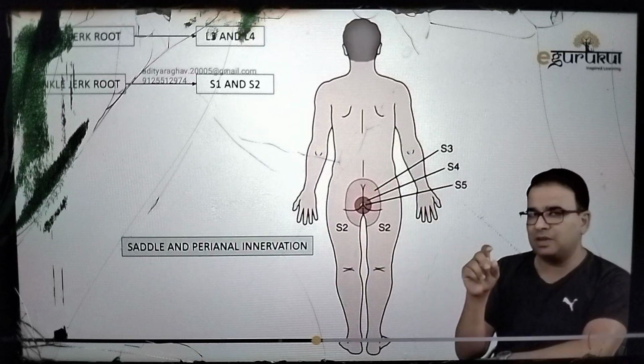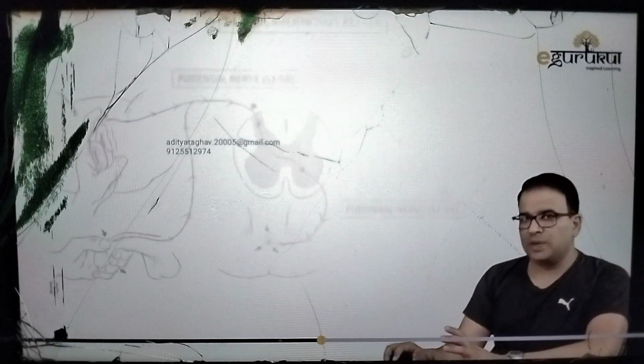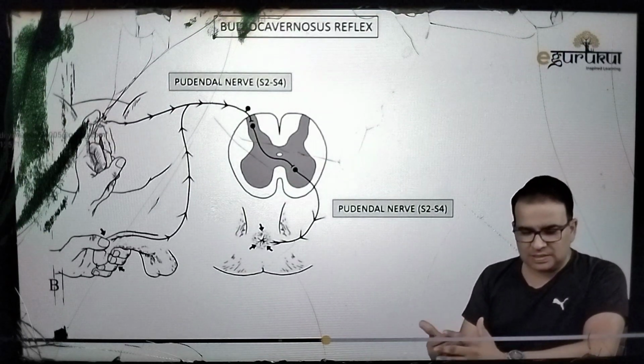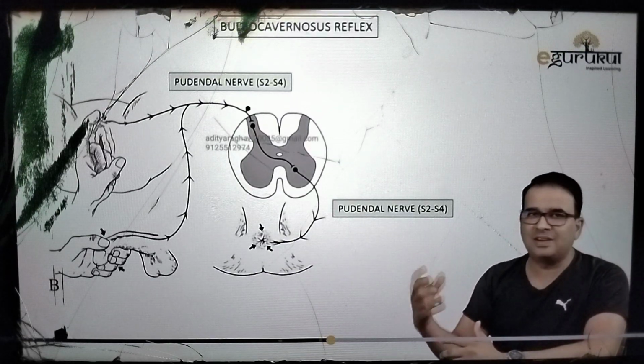But if I talk about the conus medullaris syndrome, it is more localized to the anal region, to the perianal region. The next thing we need to understand here is the bulbocavernosus reflex, which is also called the bulbospongiosus reflex. This reflex is a well-known somatic reflex which is used to gain information about the state of the caudal part, or the sacral region, of the spinal cord.